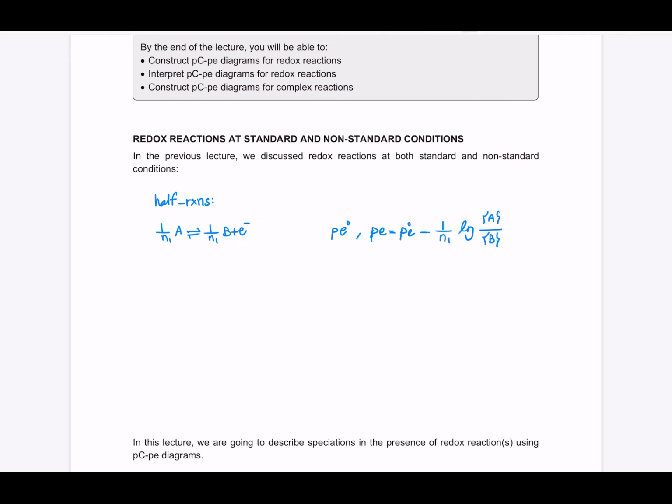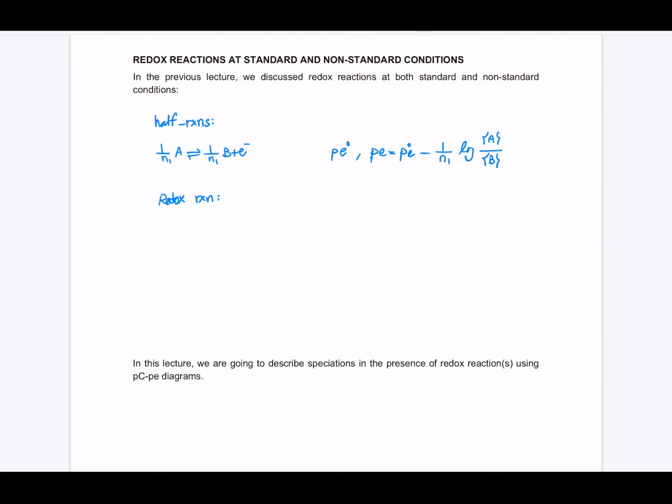So basically we can estimate the electron activity at any given condition, which is basically a function of the ratio of the oxidized versus the reduced species. We also talked about the full redox reaction. Logically very similar to half reaction. Here, a standard redox reaction is a combination of 2 standard half reaction. So something general like this one that we dealt with in the previous lecture.